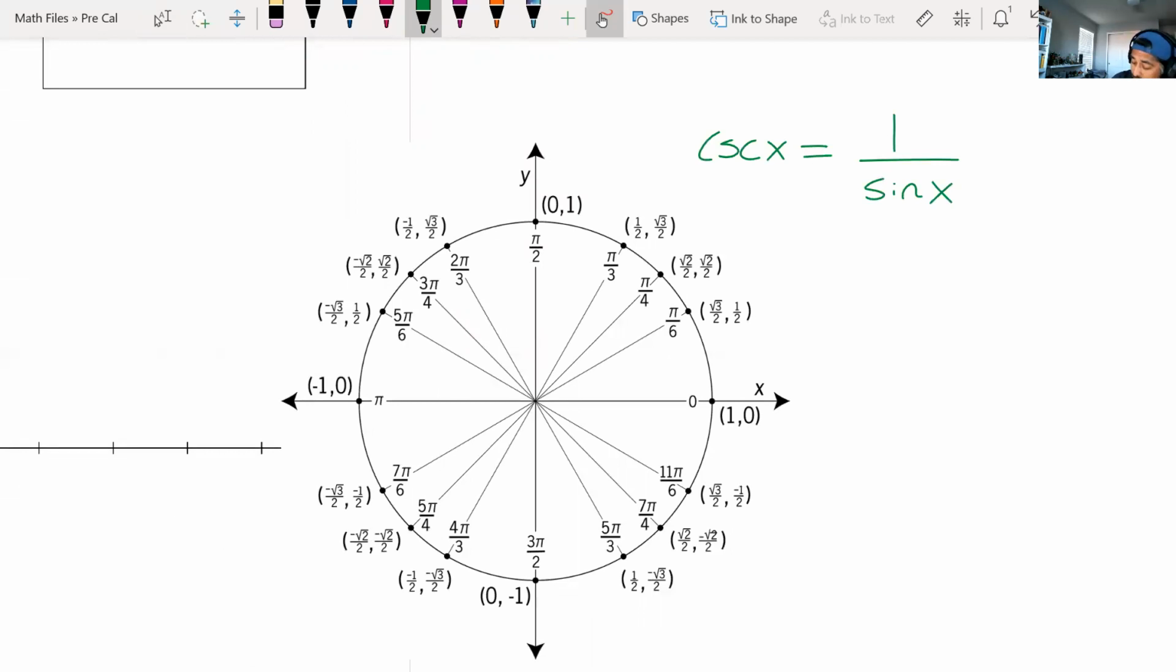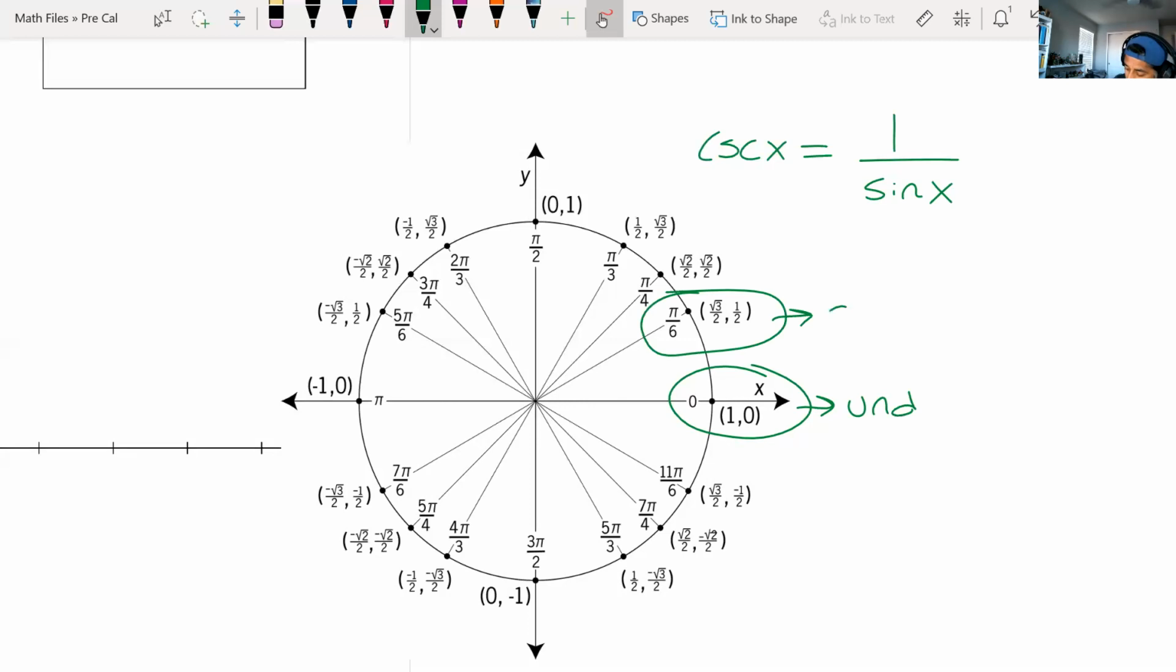So let's start at 0. Remember that cosecant will take the y value and reciprocate it. Is there a reciprocal to 0? No. So that means it will be undefined. Okay. And then let's look at pi over 6. Look at the y value and reciprocate it. Do we want to graph that number? Yes.